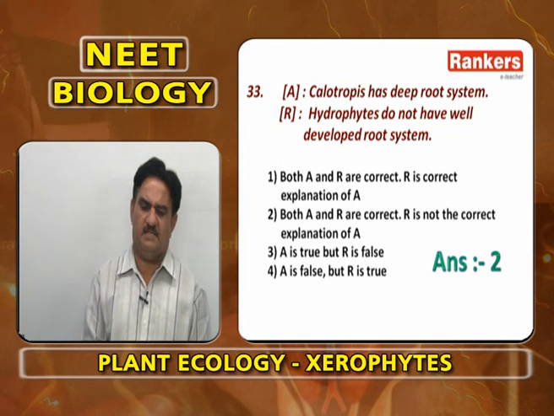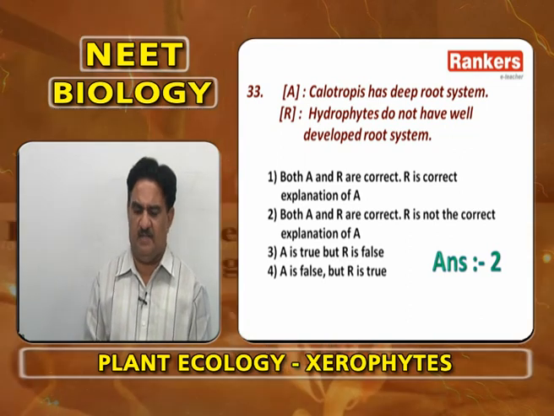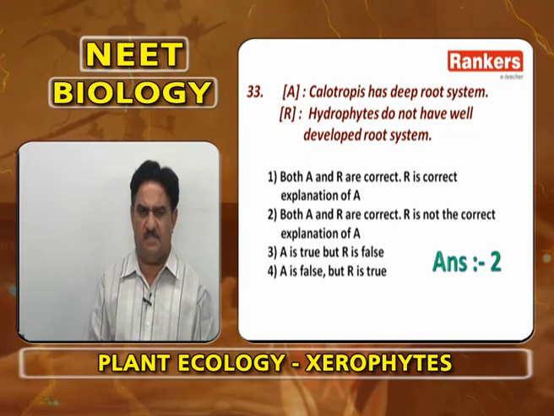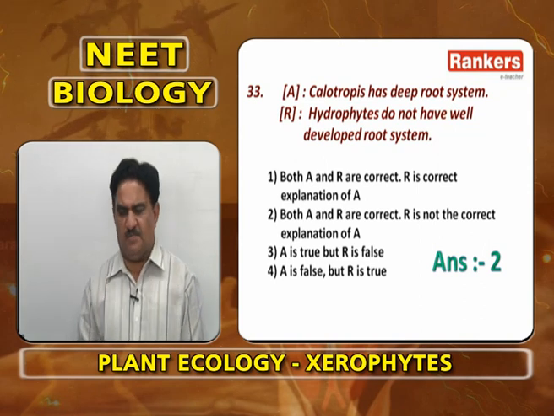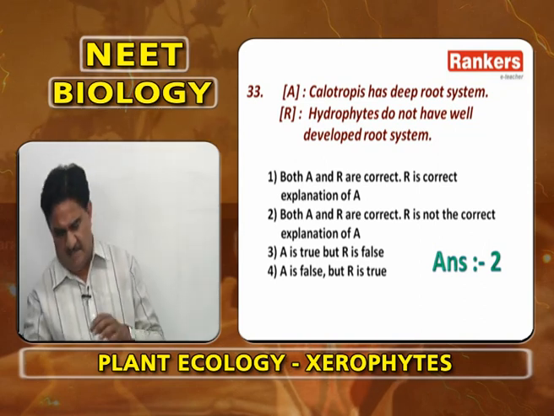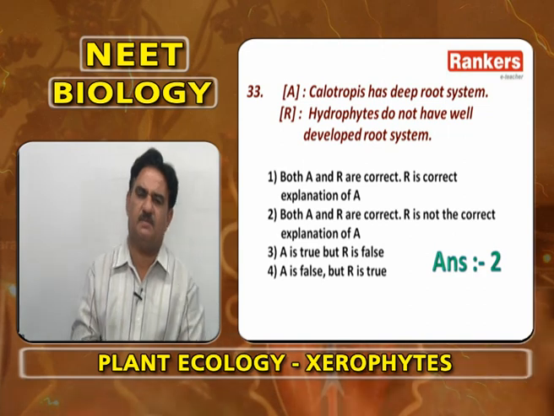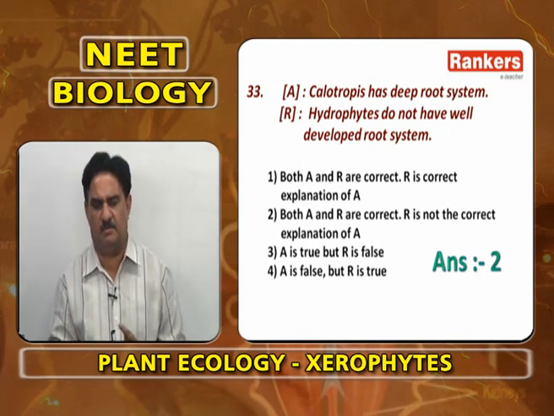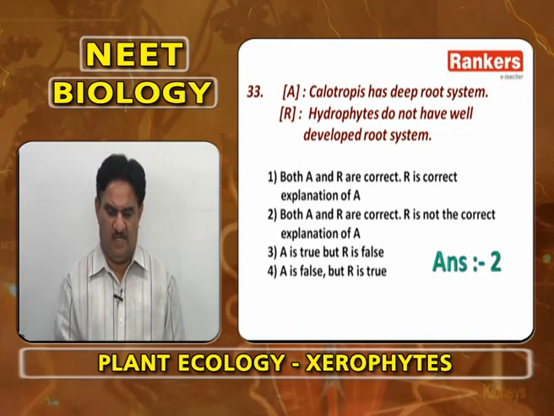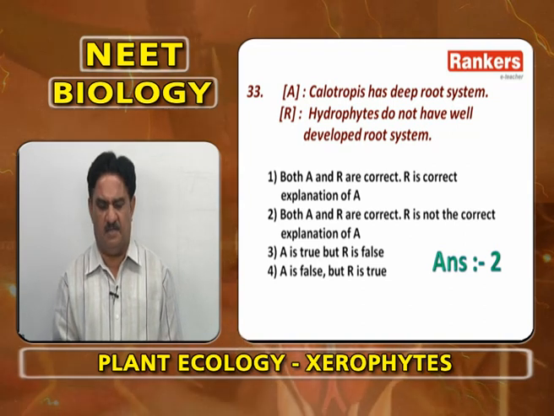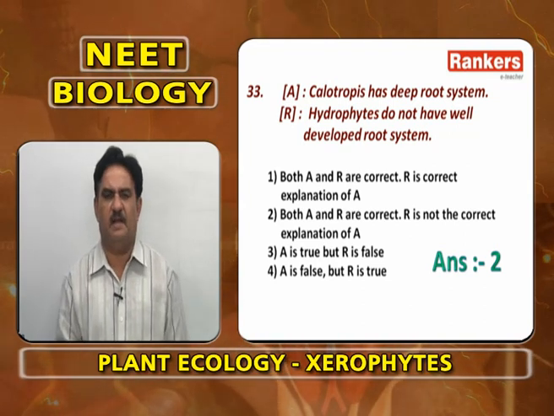A is correct, R is correct, but R is not the correct explanation of A. Calotropis having deep root system is correct. Hydrophytes do not have well developed root system is correct. But it is not because hydrophytes lack a well developed root system that Calotropis lacks a deep root system. So, A and R are correct. R is not the correct explanation of A, second option.